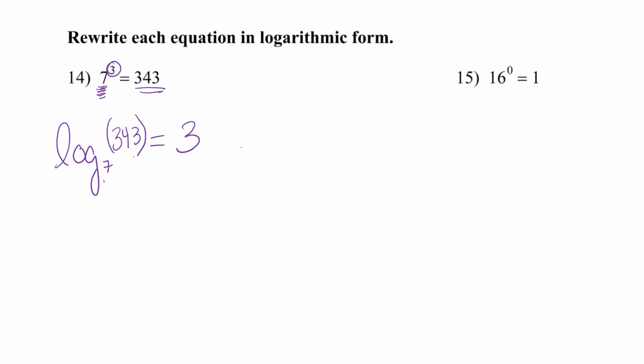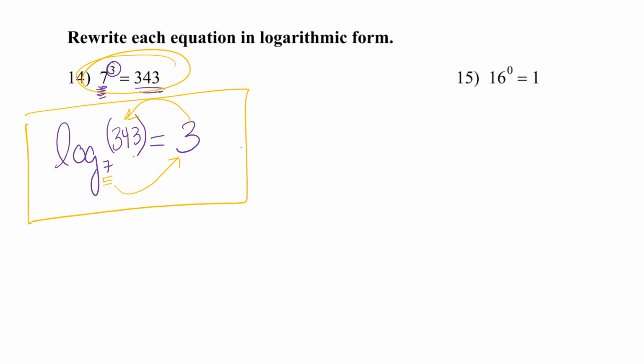And you can check and see. With this statement right here, I'm saying that 7 to the 3rd power equals 343, which is exactly what we started with. So the problem was to write it in logarithmic form. Here we go. This is the logarithmic form.